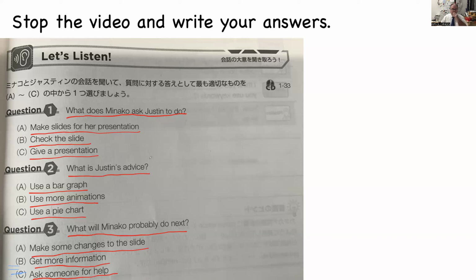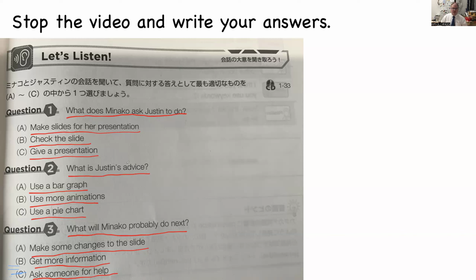Okay, let's try it one more time. Now, remember, what does Minako do? Minako is making slides for her presentation, but she's not sure about the slides. So, what is she doing? She's asking Justin for advice.